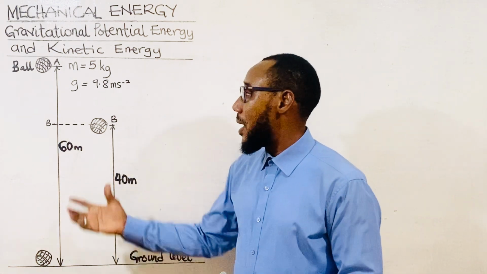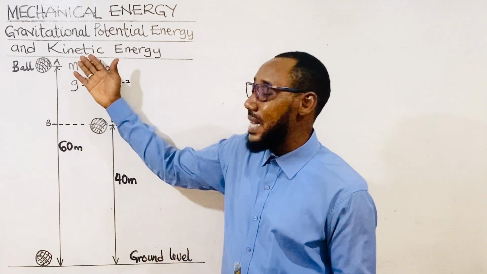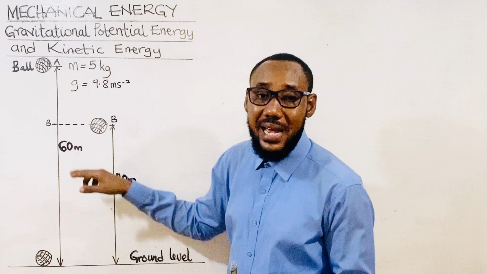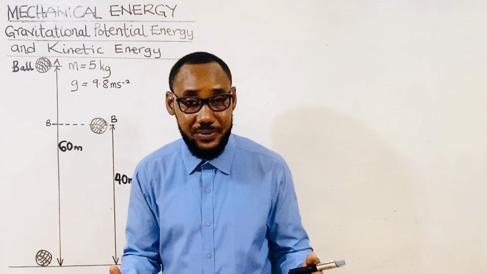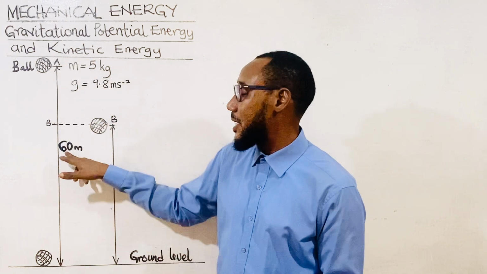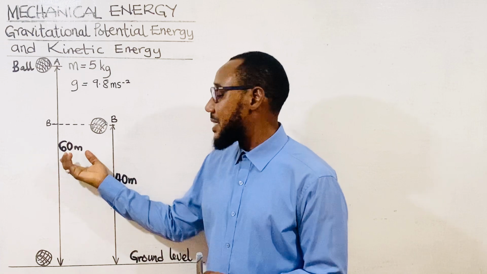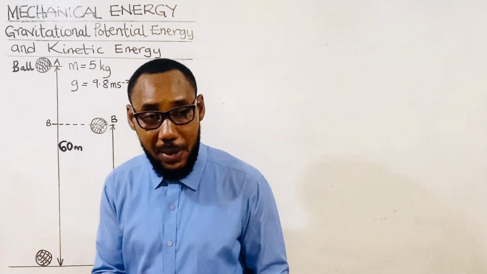So back to our simplified diagram. Now this object that we have is at a certain height. The height we have assumed here is 60 meters above the ground. So it is going to have gravitational potential energy as a result of this height of 60 meters above the ground. Now let us determine the gravitational potential energy at that point.